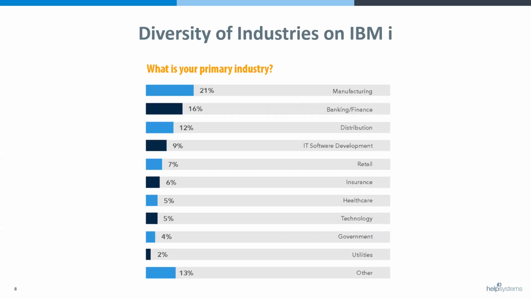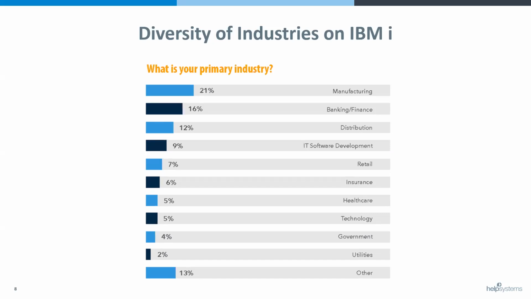Now, the other thing that we do is we look at industries, and people think, oh, manufacturing's gone away, but yet there's a lot of manufacturing on this platform, a lot of banking and financing, distribution, warehousing, technology, of course, software developers, retail, insurance, healthcare. And basically my point here is all the major industries and even government run on IBM i.